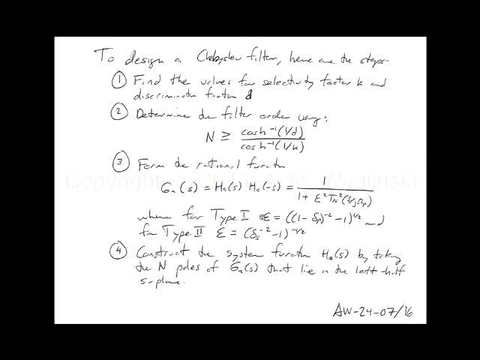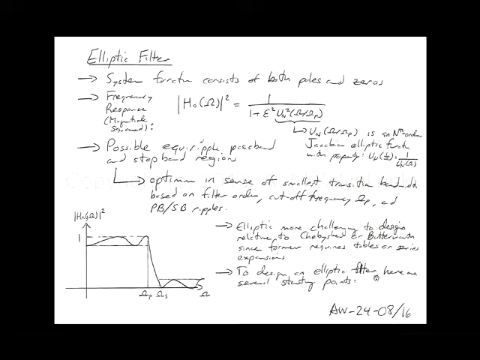So then what you do is you form the rational function, just as before. To get type 1, you use this epsilon for this expression. If you have type 2, you slightly change it. You get rid of this minus 1 here, and ds is brought to the power of minus 2, rather than the entire 1 minus dp. And then you construct your system by taking the n poles and putting them on the left half of the s-plane.